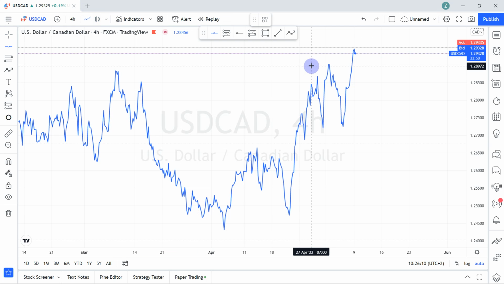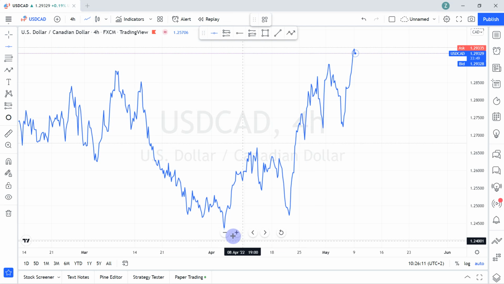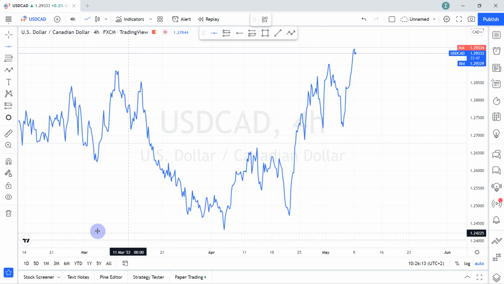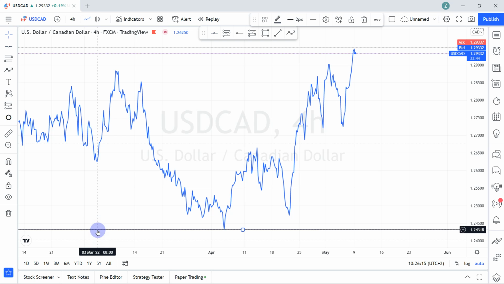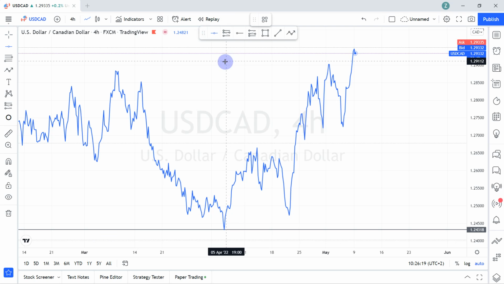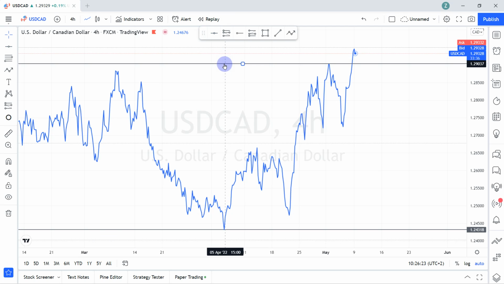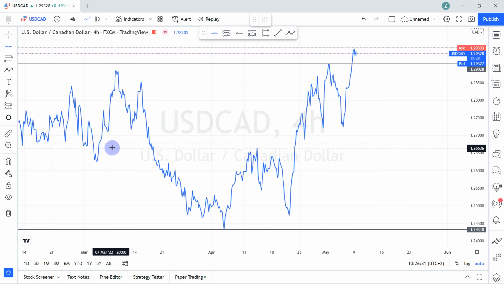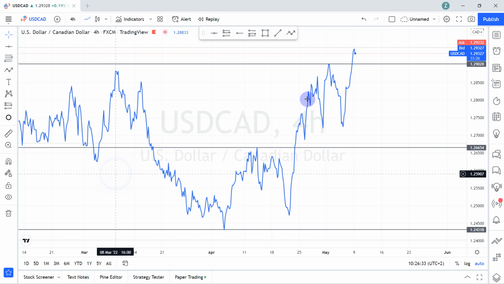So this is my lowest low, this is my previous high, same thing as the previous currency pair. So this is my key level. Okay, yes, that would be my key level.